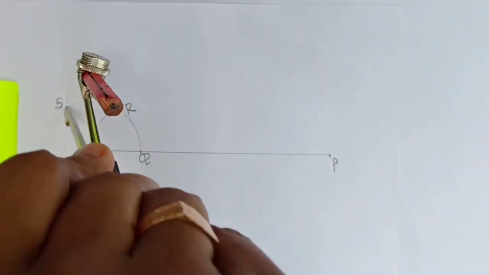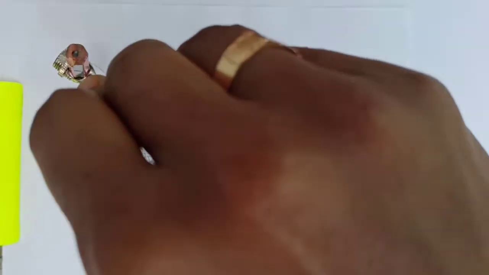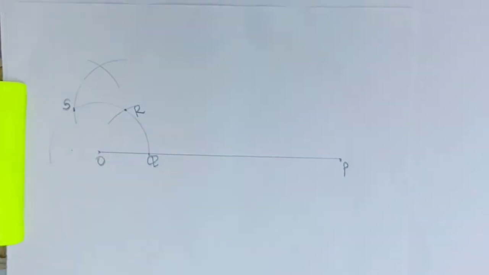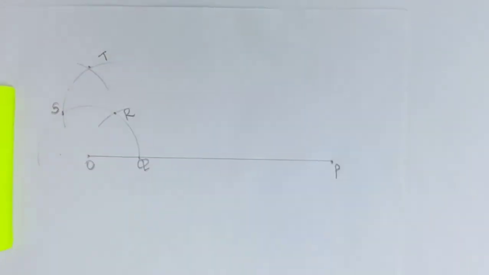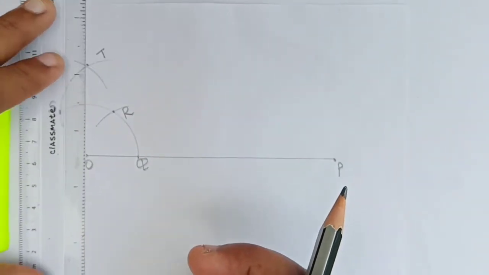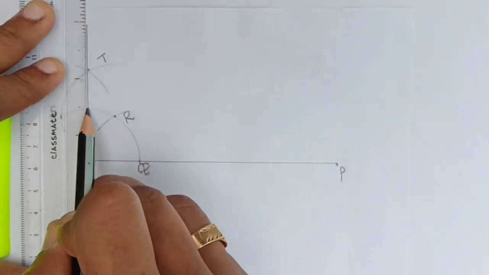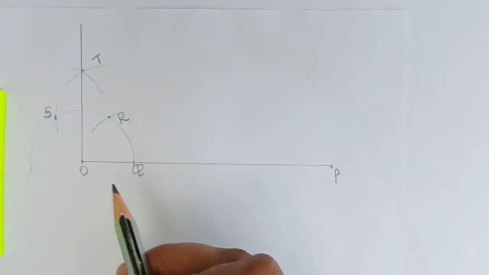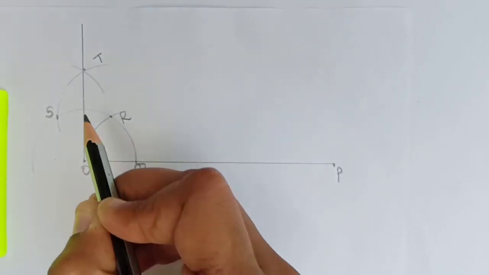With S as center, draw an arc, and using the same radius with R as center, cut the previous arc. Label the point T, and by using your ruler, join the points T and O. Now a 90 degree angle is constructed.